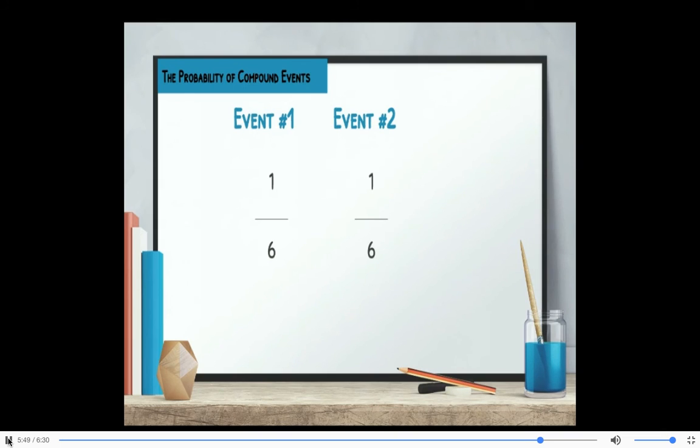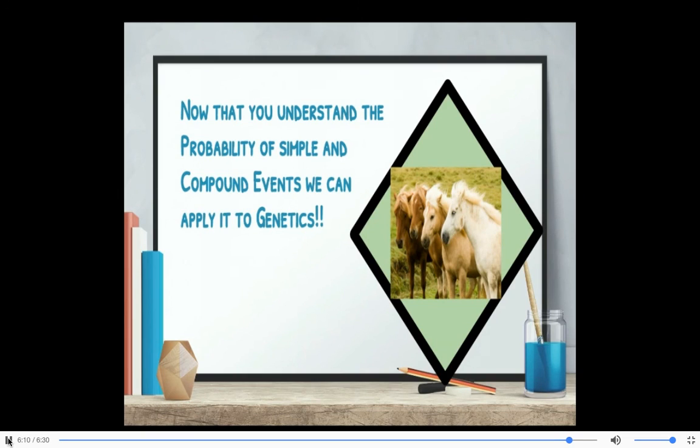So, event 1, 1 over 6. Event 2, 1 over 6. Multiply them together. And you got it. 1/36. So the probability of Wendy rolling dice and getting a 6 on both is 1/36. What are we going to do with this? Well, now that you understand the probability of simple and compound events, we can apply it to genetics.